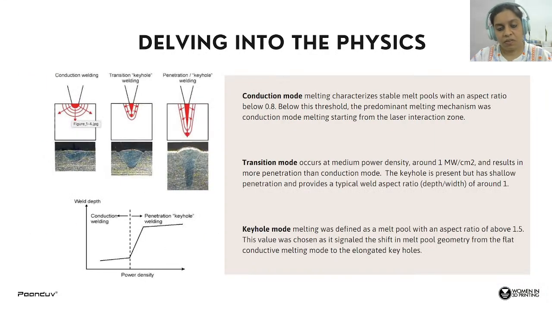Now once the melt pool is created, it can be a conduction melt pool, a transition melt pool, or a keyhole type melt pool. These features depend on the energy you are providing through the laser, and on the aspect ratio of the melt pool, which is the width and the penetration depth. There are some numbers associated with that in the literature, but you have to dig in more to get accurate numbers. These numbers are around 0.8 for conduction mode, 1 for transition mode, and 1.5 for keyhole mode.